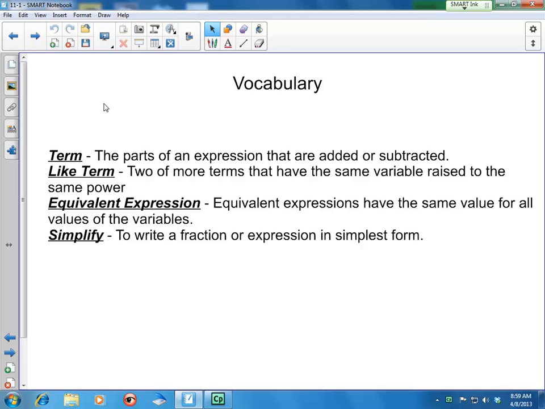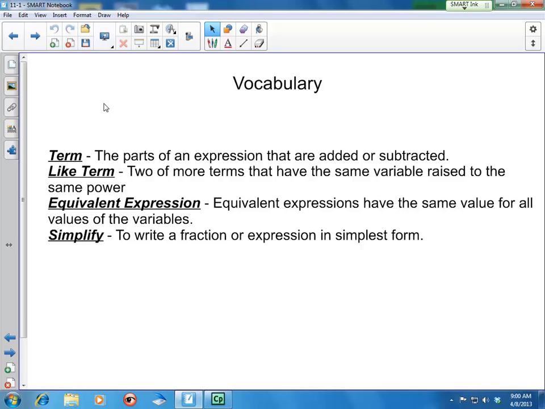We do have some vocabulary words today, 4 of them. The first one's going to be term, which is the parts of an expression that are added or subtracted. A like term should be 2 or more terms that have the same variable raised to the same power. Equivalent expressions have the same value for all the values of the variables. And lastly, simplify, which is to write a fraction or expression in simplest form.